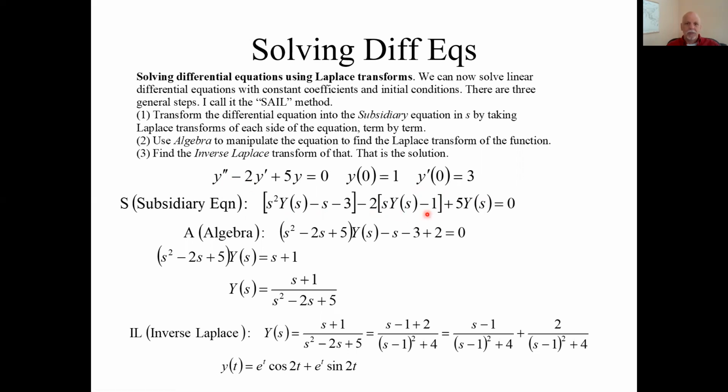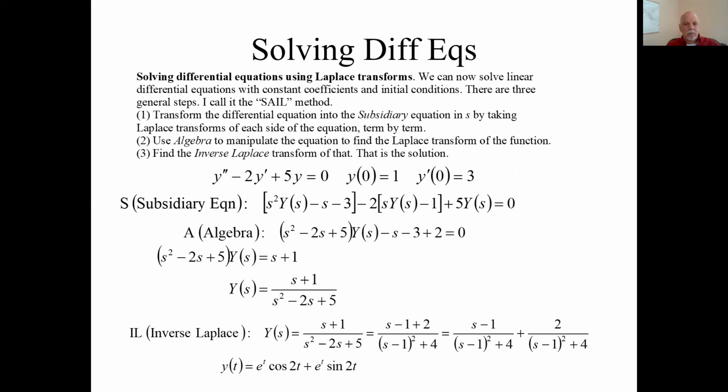Minus 2. And I would put this part in brackets or parentheses. A lot of times a sloppy error students often make is to fail to distribute this coefficient. So it's minus 2 times the Laplace transform of the first derivative, s times big Y minus y0, which is 1, plus 5 big Y. So this right here is the subsidiary equation. Just stop right there. That is your subsidiary equation. Don't start doing algebra yet.